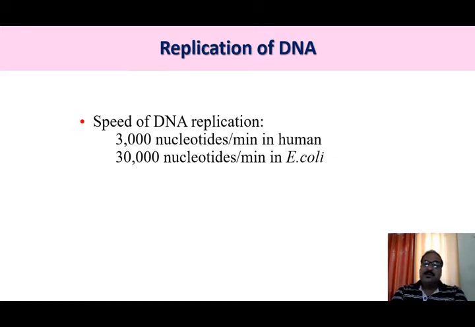Now, why is it so? Just think over the structure of DNA both in prokaryotes and eukaryotes. You'll get the answer as to why in eukaryotes the replication rate is slow and the replication is fast in prokaryotes.